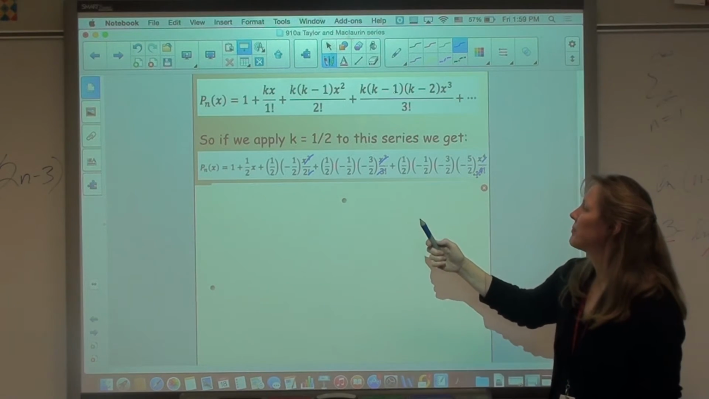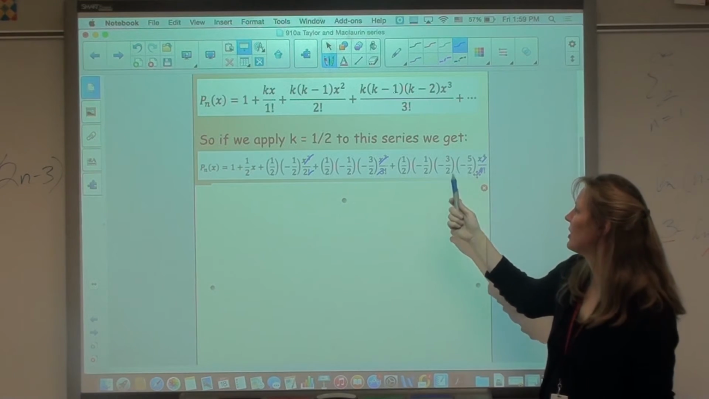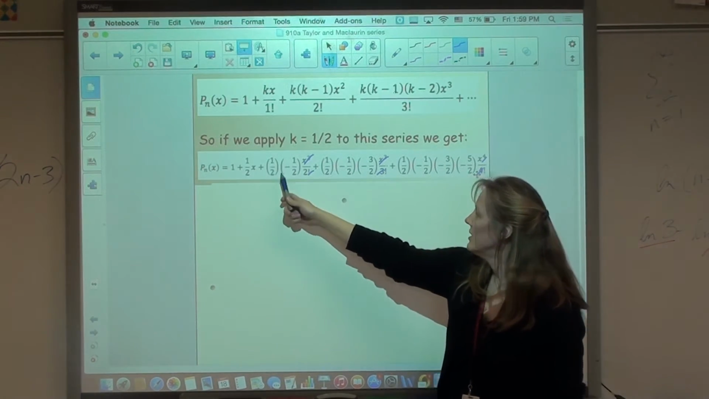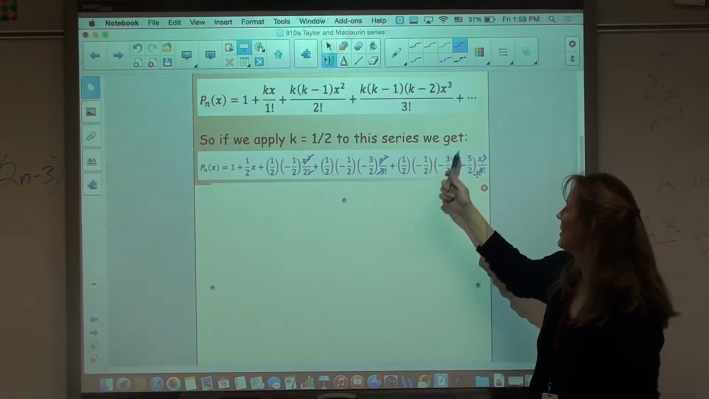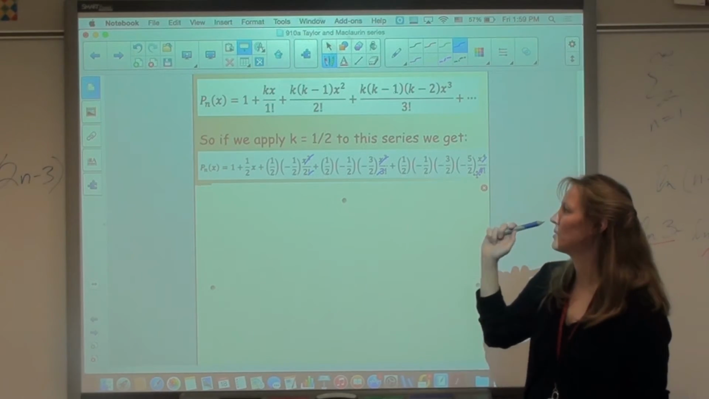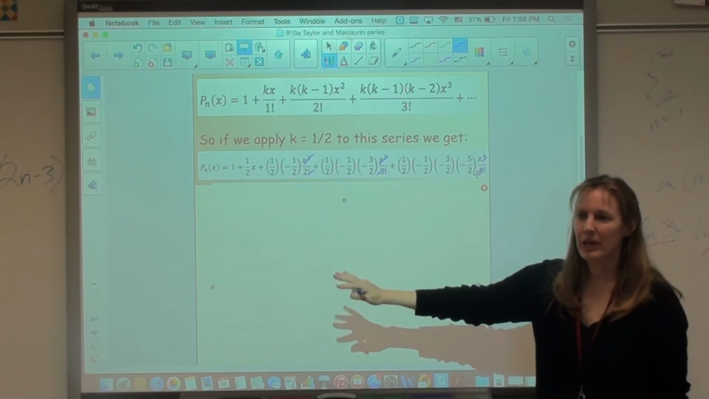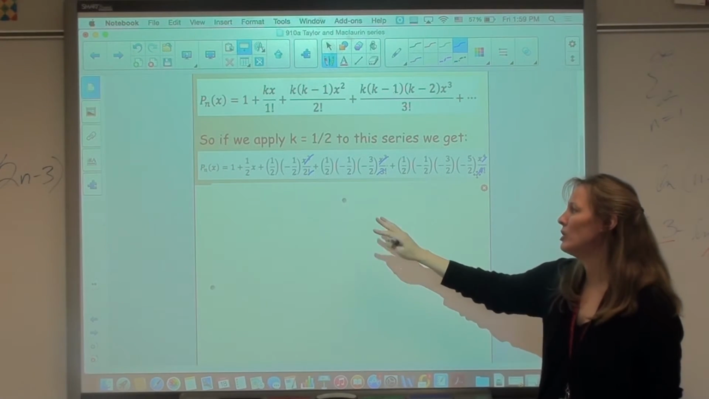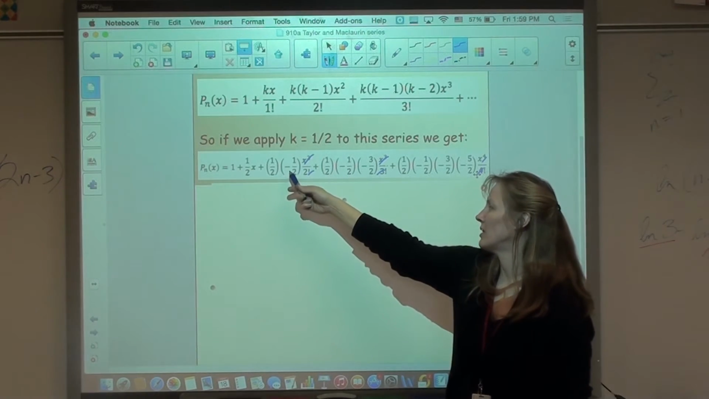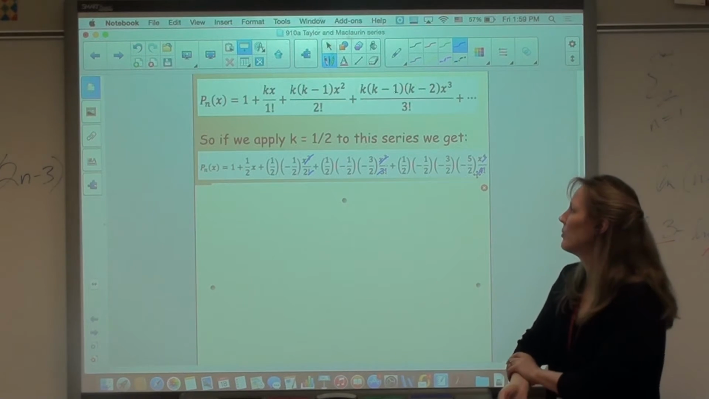Okay, the negatives. Do the negatives alternate? We have positive, positive, negative, positive, negative, positive, negative. They alternate for all the terms except this pesky one at the beginning, right? So let's ignore that one. We can do a negative 1 to the, it wouldn't be to the n because this is n equals 2 and it's negative, so negative 1 to the n minus 1 or negative 1 to the n plus 1. All right, so we're good with our negatives.